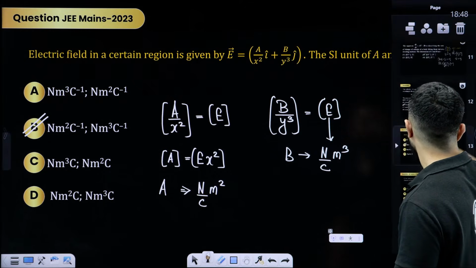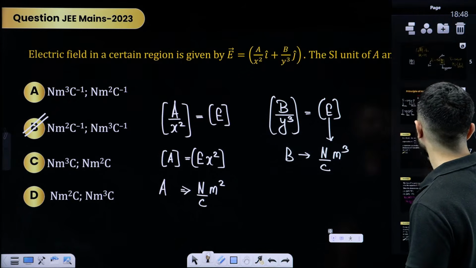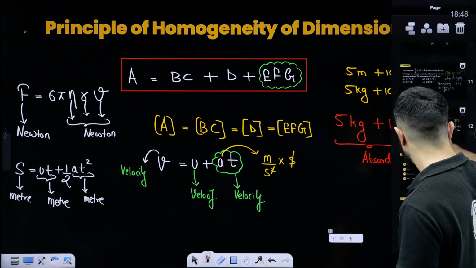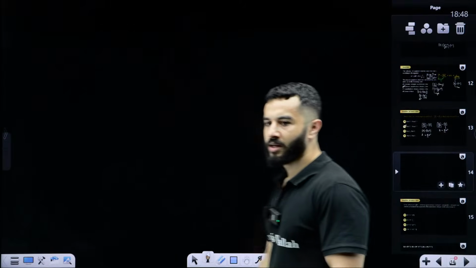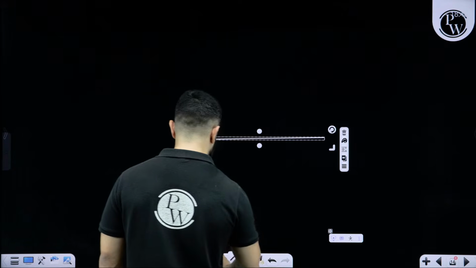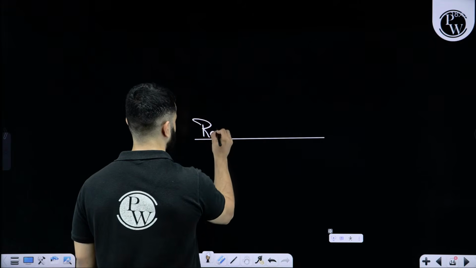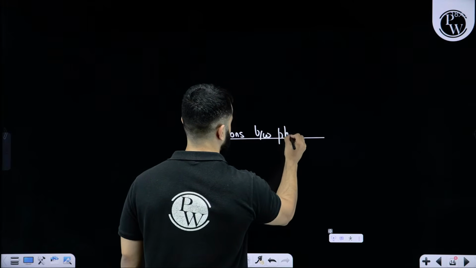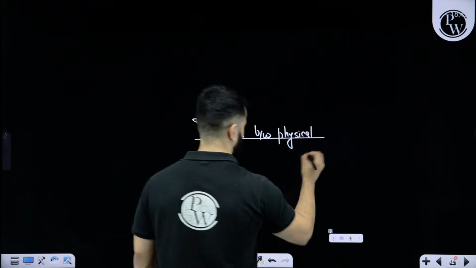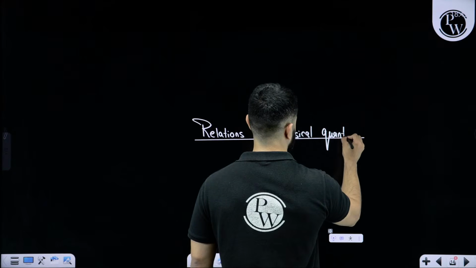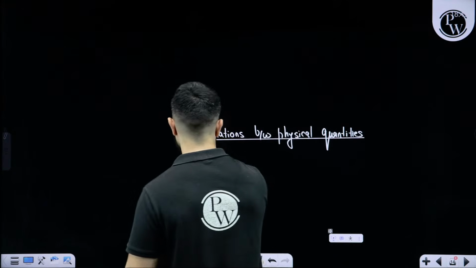Fine. So now, my dear friends, we have talked about the principle of homogeneity. We have solved at least 6 problems, right? Now the next type of questions, which are again very important, are related to the relations between physical quantities. Something like this.